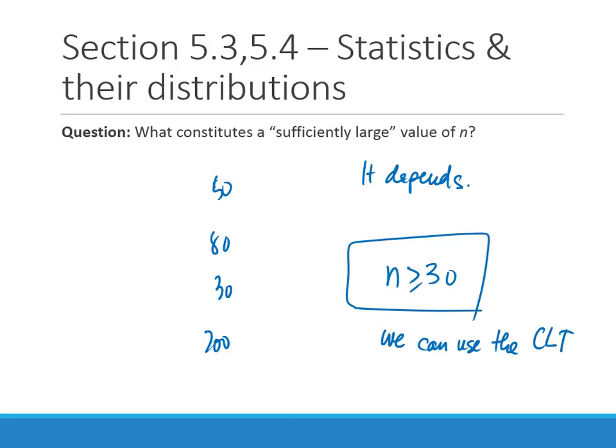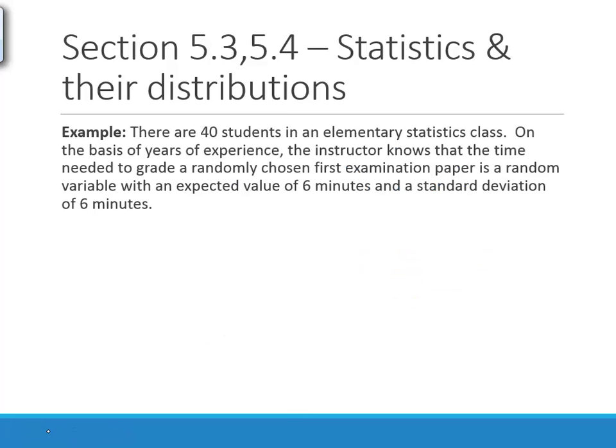Let's try an example of applying this and see how it works. Here we have 40 students in an elementary statistics class. On the basis of years of experience, let's say the instructor knows that the time it takes to grade a randomly chosen first examination paper is a random variable with expected value 6 minutes and standard deviation of 6 minutes.